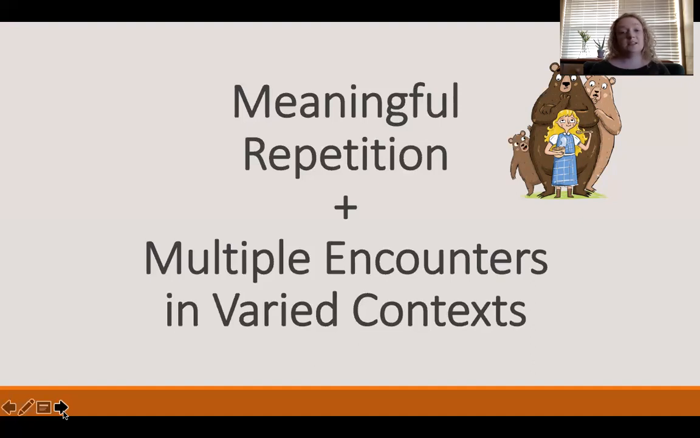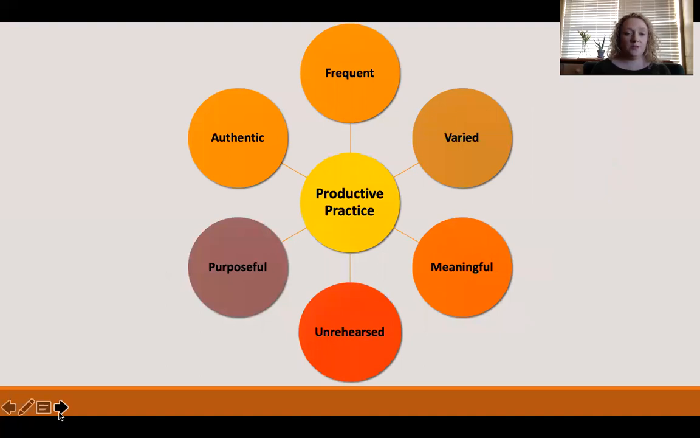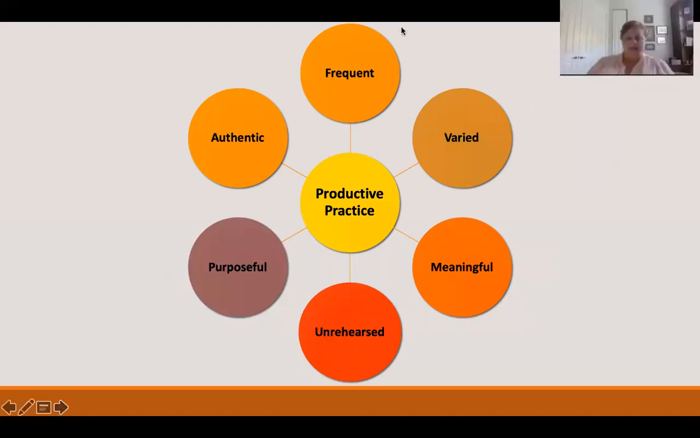You could use that exact same story or type of story in any language with that meaningful repetition, where they're being exposed to the same words in a way that makes sense and seems familiar to them, and then giving them ways to encounter those words in varied contexts. As we move forward, I'm going to turn it back over to Mimi to talk a little bit about productive practice. Okay, thanks, Sarah.